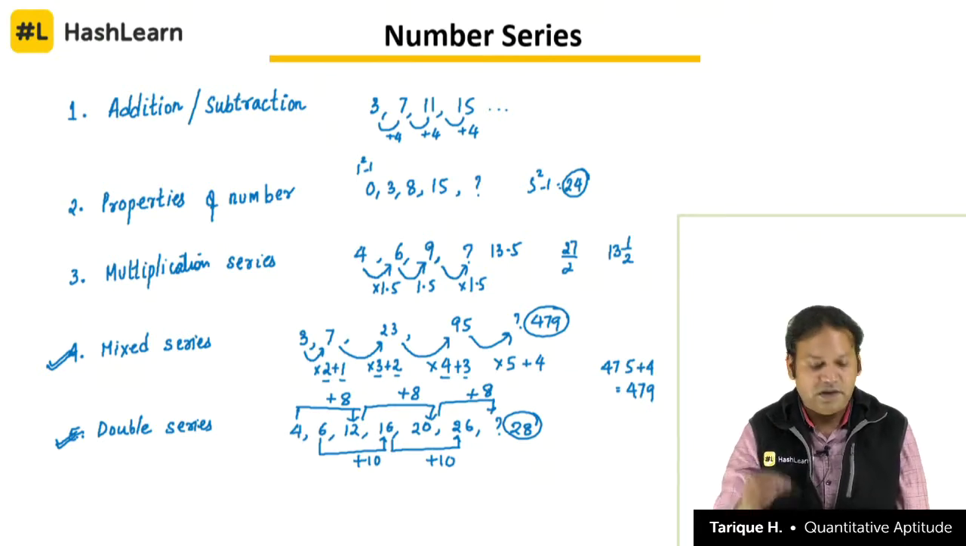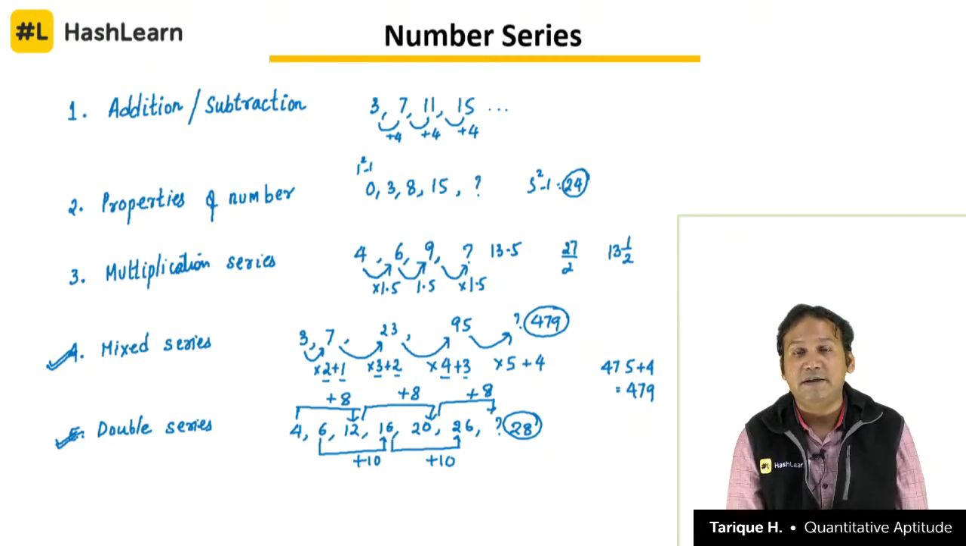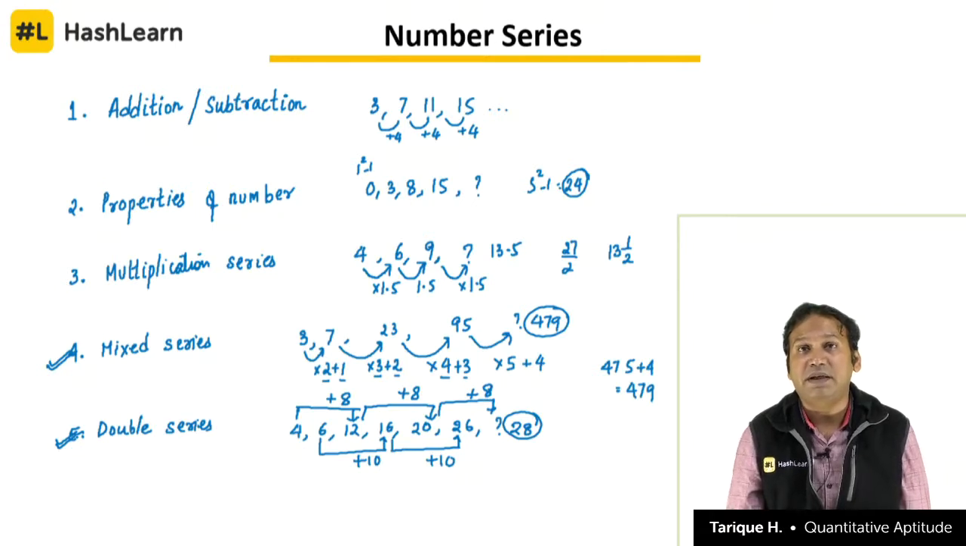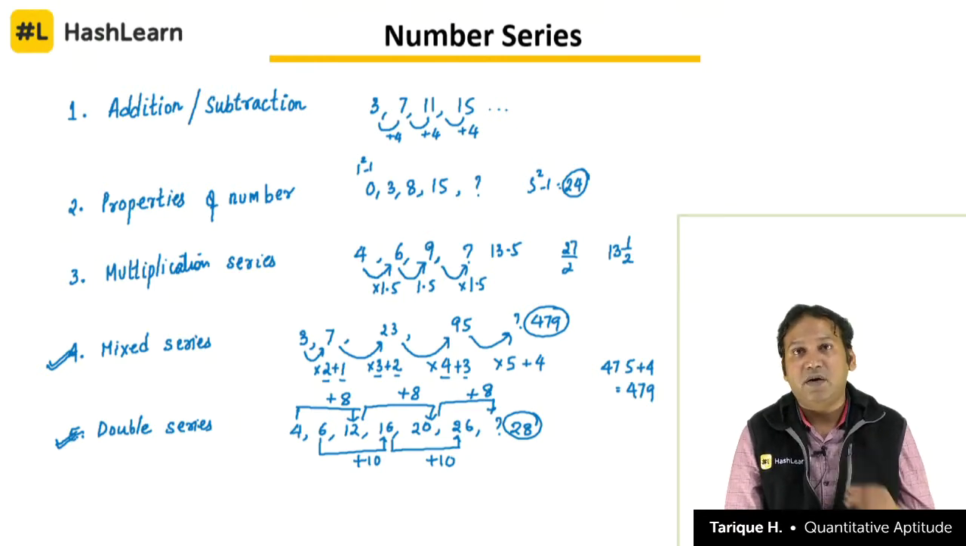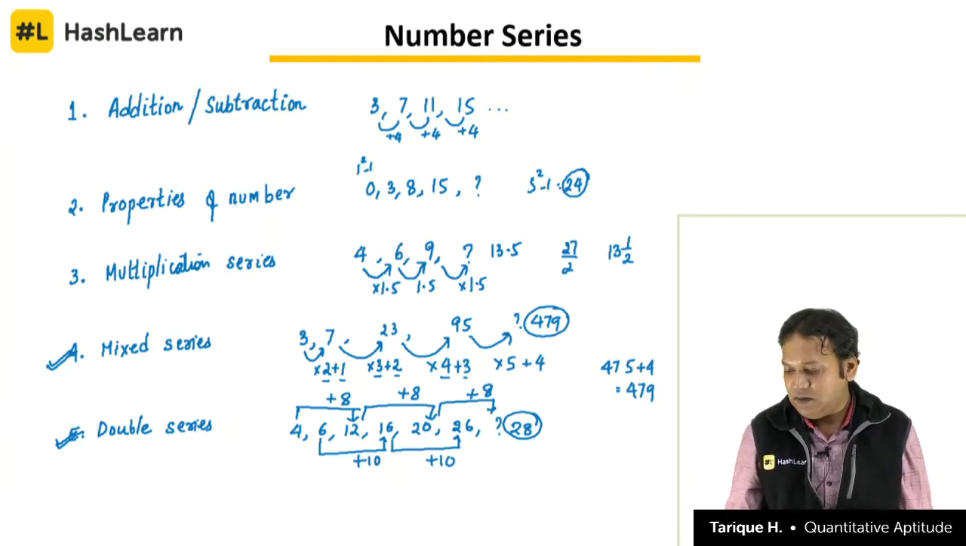And obviously there are miscellaneous ways. We can't say that these are only 5, but you can say 90% of questions can fall under these 5 categories, and then it is also left to the creativity of the question paper creator, how and in which way he wants to ask you a question, and that can increase or decrease the difficulty level. But 90% of questions can definitely be categorized in these 5 types: addition, subtraction, properties of numbers based on squares and cubes, multiplication series, mixed series and double series. Okay.